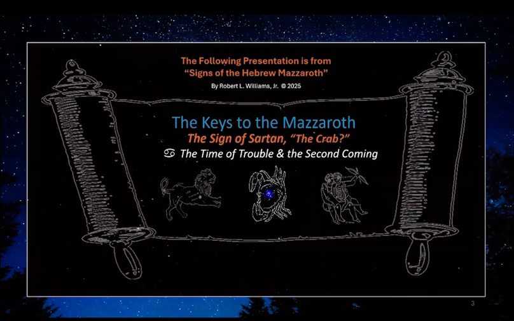In this presentation today, we're going to be talking about the sign of Sartan, which is the Hebrew name for cancer. The crab with a question mark. Is it really a crab? We're going to get into that. And we're going to show how this sign and its symbolism and its minor constellations and major constellation and Hebrew letter correlation, all of that ties in with the final events dealing with the time of trouble, Jacob's time of trouble, Daniel 12:1, and the second coming of Yahusha.